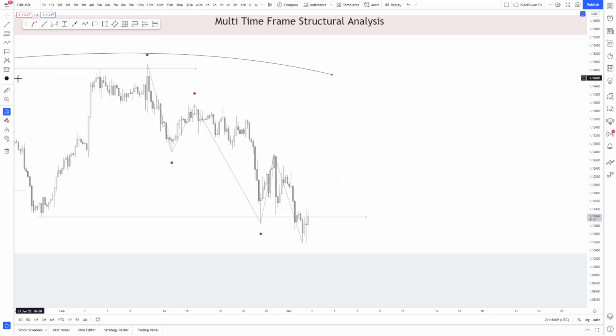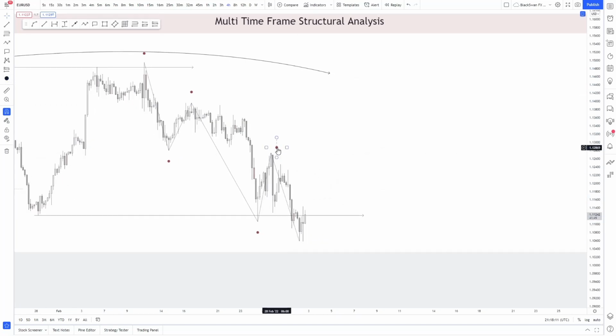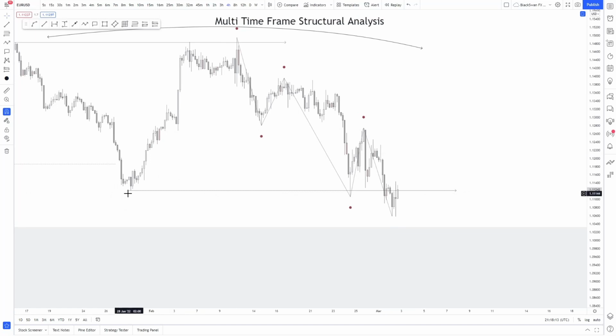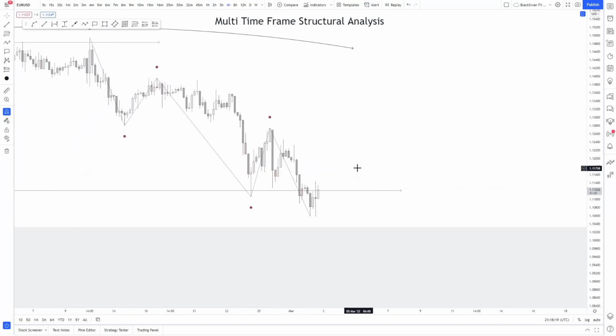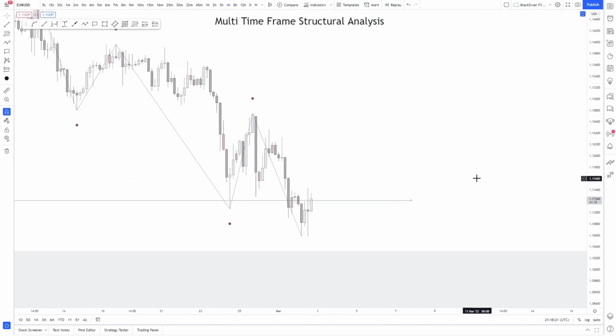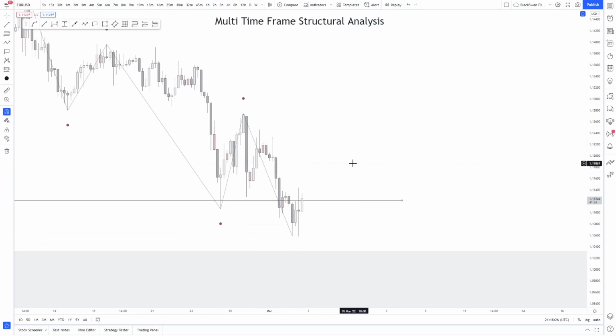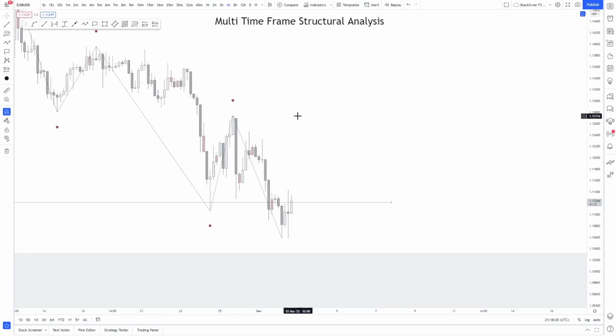However, although we haven't closed below this point on the daily, so we can't count it as a daily breaker structure, simply a liquidity grab. Right here, we have broken structure on the 4H because we've closed below this point. So, you know, what can I expect? Well, we can expect maybe this high, which is an unmitigated supply zone.